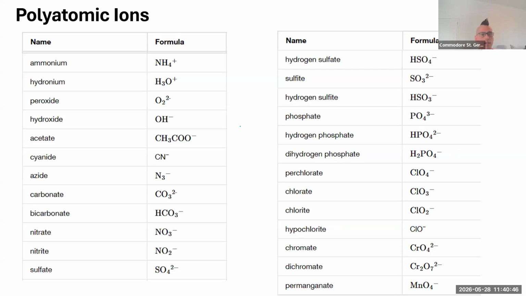We're going to go through these next time, but these are called polyatomic ions, right? These are ions because they're charged, and polyatomic means more than one atom. More than one atom, and ion means with a charge.